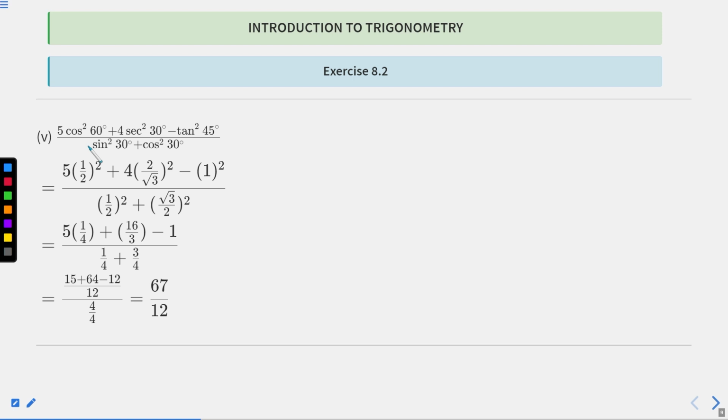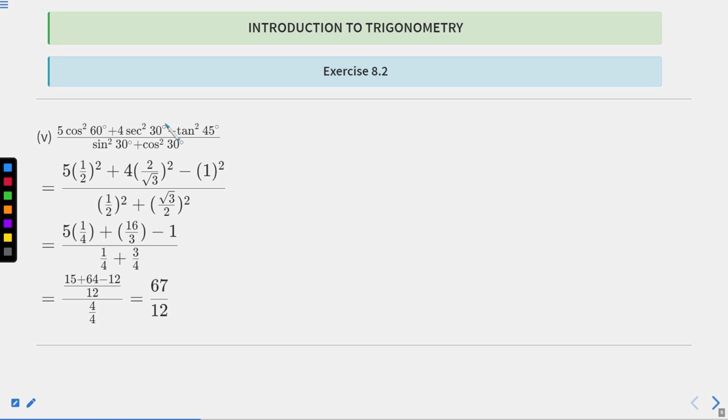Okay, so we know the value of cos 60 degree is equal to 1 by 2. So cos square 60 degree is equal to 1 by 2 whole square, and we know the value of sec 30 degree is equal to 2 by root 3, and here sec square 30 degree is equal to 2 by root 3 whole square. Okay, and we know tan 45 degree is equal to 1, so tan square 45 degree is equal to 1 square. Okay, and we know the value of sin 30 degree is equal to 1 by 2, so sin square 30 degree is equal to 1 by 2 whole square, and we know cos 30 degree is equal to root 3 by 2, so cos square 30 degree is equal to root 3 by 2 whole square.